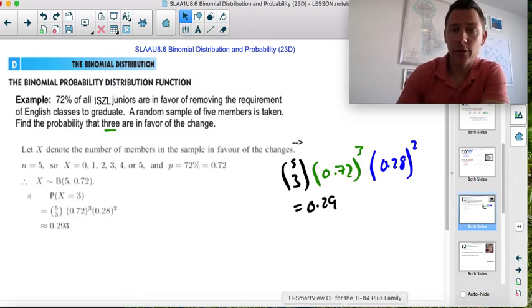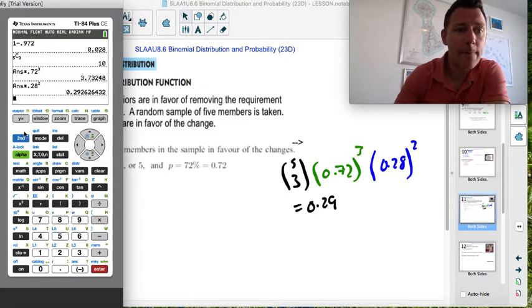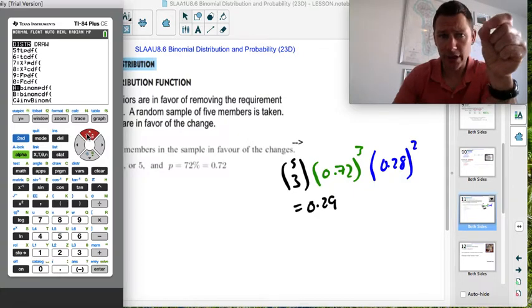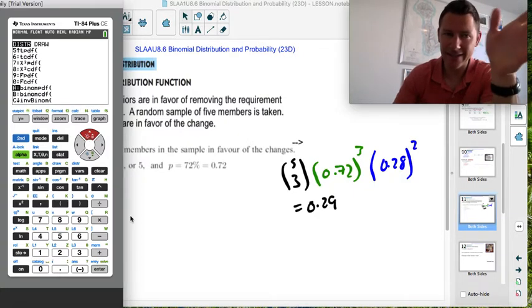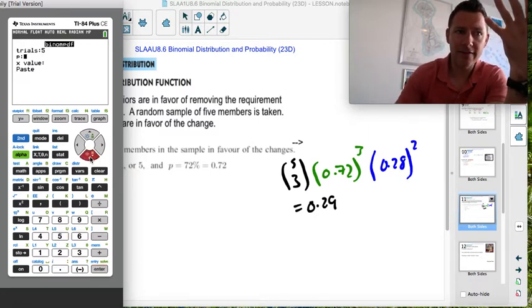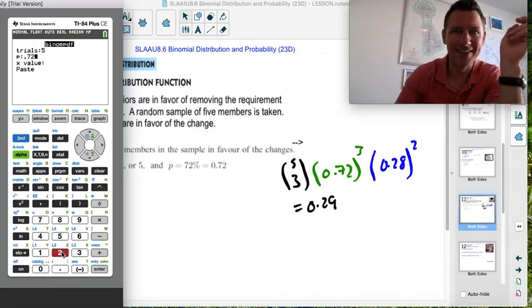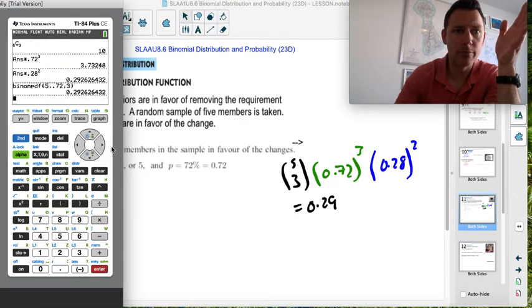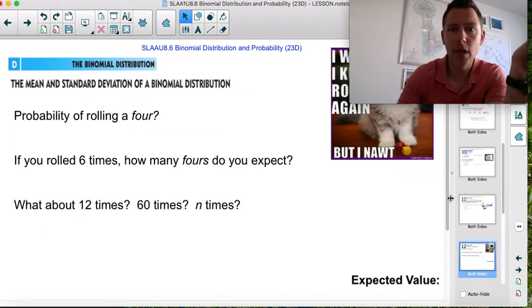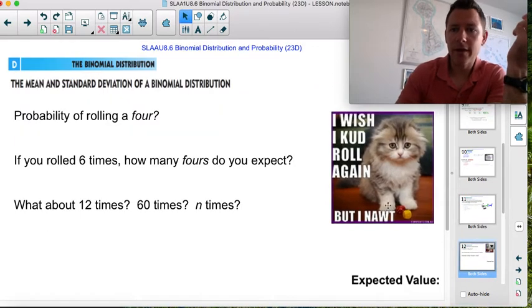You could also ask your calculator to do this by going to second, distribution. I have a probability density function. I want to find exactly 3, so not CDF, PDF, precisely 3. So trials, I got 5 people that I'm testing. Success is 0.72, and I need 3 people to be successful. Paste, boom, there's the 0.29. Cool. So that's how you can use it. All right. So that's PDF.